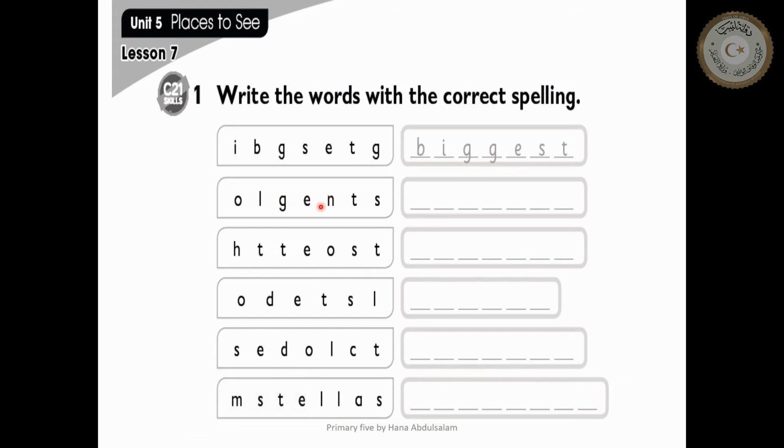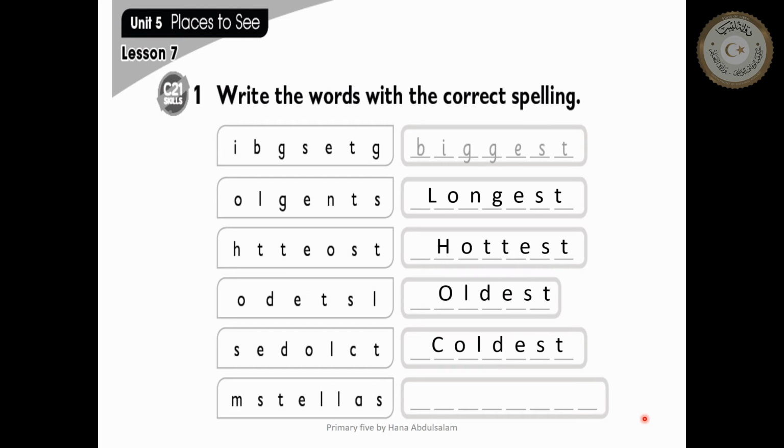What about the second adjective? Can you tell me? It starts with L, longest. What about the third one? H, hottest, good. Oldest, good. What about another one? Coldest, and the last one, smallest. So can you repeat after me? Biggest, longest, hottest, oldest, coldest, and the last one, smallest.